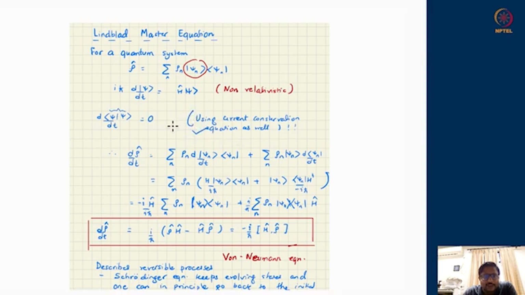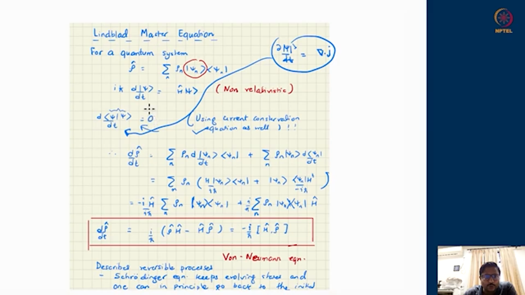The hallmark of that current conservation equation was this: d psi star psi upon dt is equal to minus the divergence of j, which was also made from the spatial derivative of the wave function, and can be combinedly written as this. This is a simple exercise you should be able to do, or you might have already done at the level of quantum mechanics.